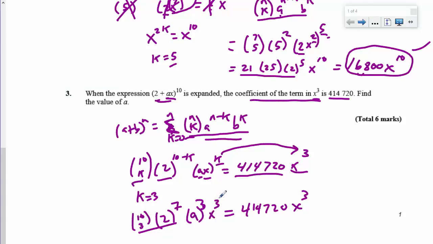It stands to reason, though, I can divide both sides by x cubed, and we don't care about that. I know this right here is 15,360 a cubed, and this is now equal to this beautiful number here. Oops, that's 7. So we're going to divide both sides by this. This will cross out, and then a cubed is whatever this is. So a cubed is in fact going to equal whatever this number divided by this number is. So this is 414,720.